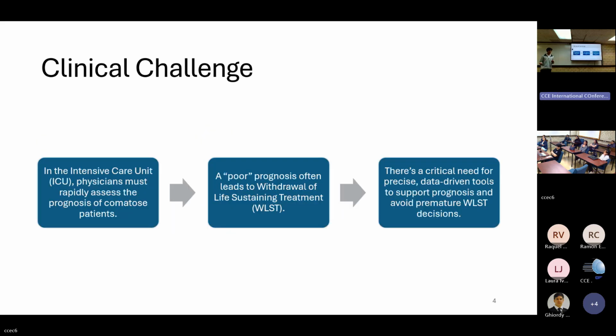And when a patient gets into the hospital in a coma, they get into the intensive care unit, and the physicians must rapidly assess the prognosis of the comatose patient. This is very, very important because a poor prognosis could lead to the withdrawal of life-sustaining treatment, which means that the patient could be disconnected and lead to their death. So there's a critical need for precise data-driven tools to support prognosis and avoid premature withdrawal of life-sustaining treatment decisions.